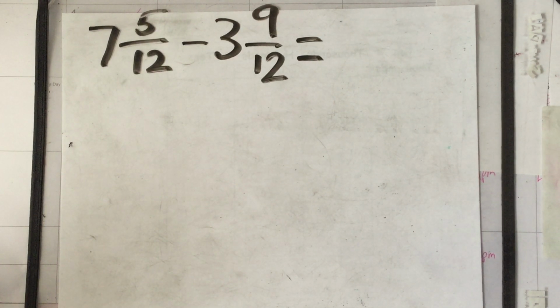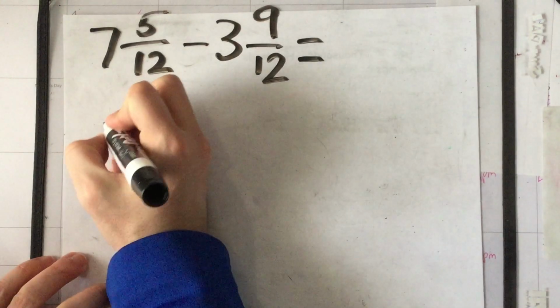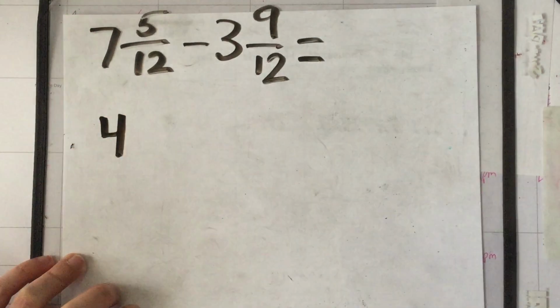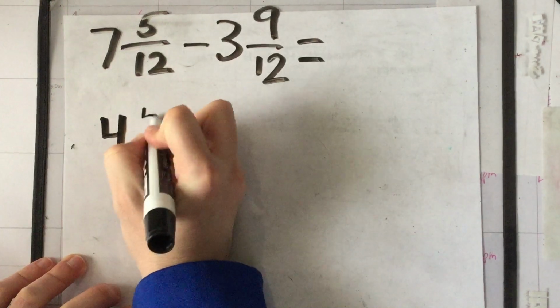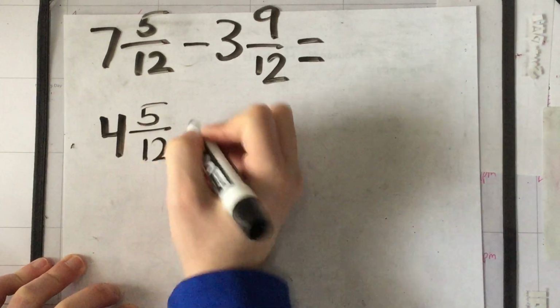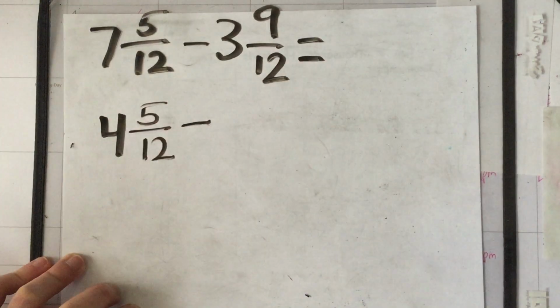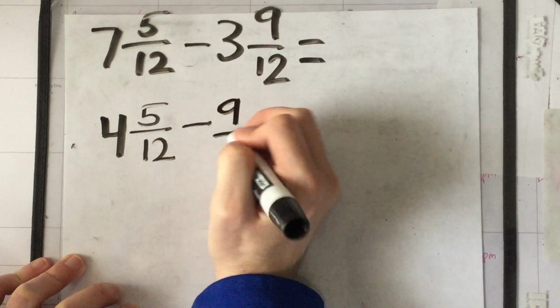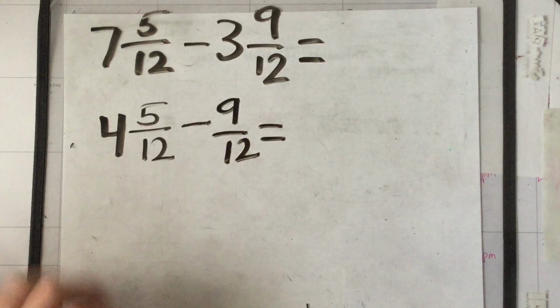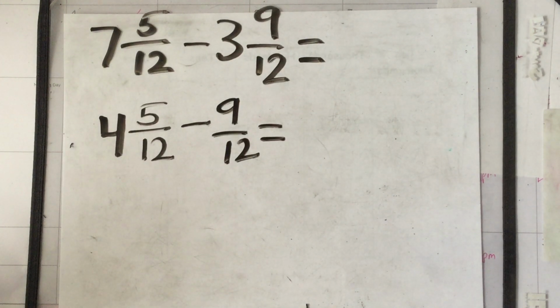Let's start with the whole numbers, because whole numbers are super easy. We've been adding and subtracting whole numbers since kindergarten, first grade. 7 minus 3. I can do that real easy, real simple. 7 minus 3 is 4. Didn't do anything to that 5/12, so it's going to stay. We're still subtracting. Now we took the 3 out of the 7, so we only have 9/12 left here.